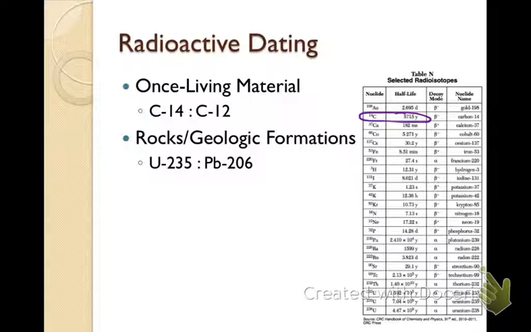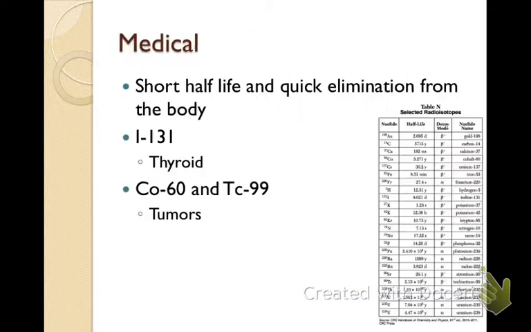For anything that deals with rocks or geological formations, we use uranium-235, which is all the way down here. The half-life of that is 7.04 times 10 to the 8th years. That's a pretty long time. But that's what we can use to check to see how old certain rock and, again, other geological formations are. So we use the ratio of uranium-235 to lead-206.